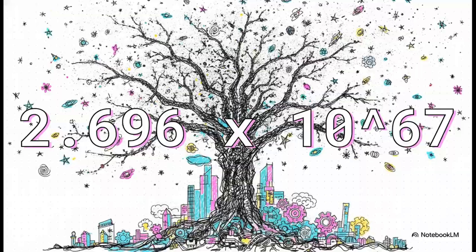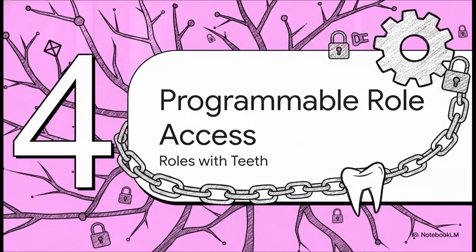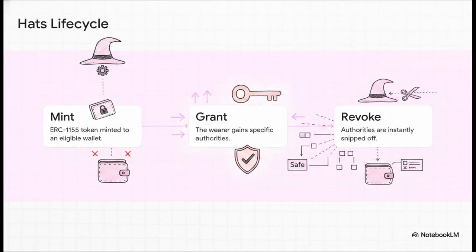It's wild. Let's jump right into Section 4, Programmable Role-Based Access, or what we like to call roles with teeth. It's one thing to have a neat organizational chart, right? But it is entirely another to make it functionally enforce role-based access control, or RBAC. The crucial takeaway here is that this lifecycle guarantees power is tied directly to the role itself, not the individual human being holding it. First up, mint.